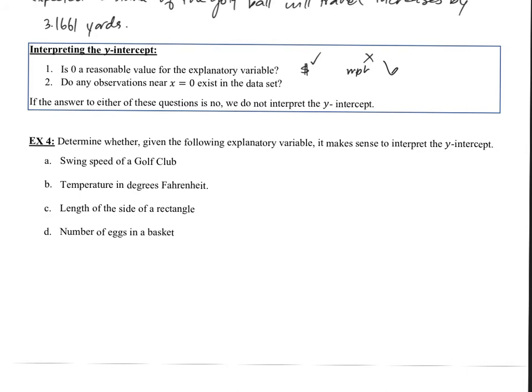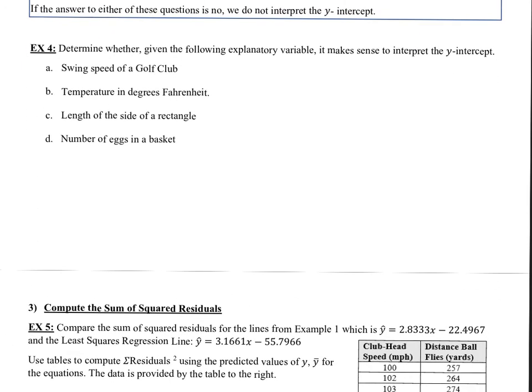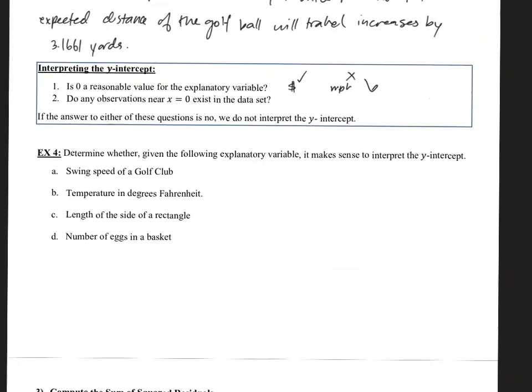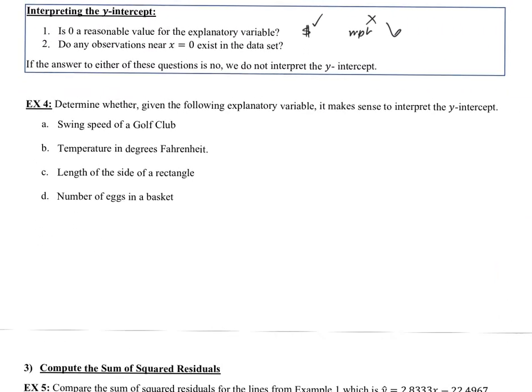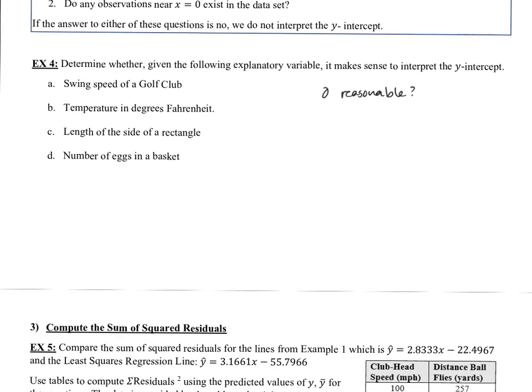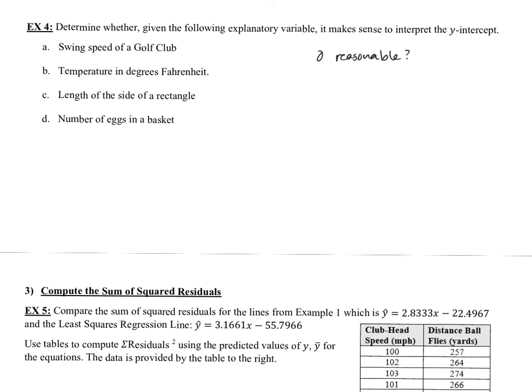So let's take a look at example 4. Determine whether, given the following explanatory variable, it makes sense to interpret the y-intercept. So for a y-intercept, we're looking at whether 0 is reasonable. So does it make sense to have a swing speed of a golf club being 0? The answer would be no.